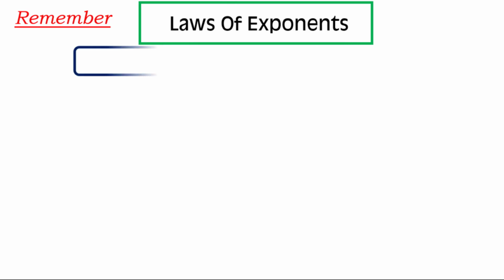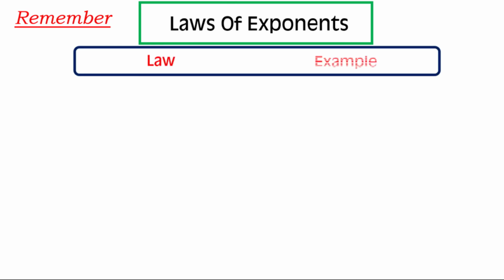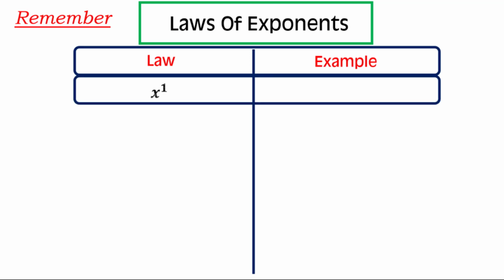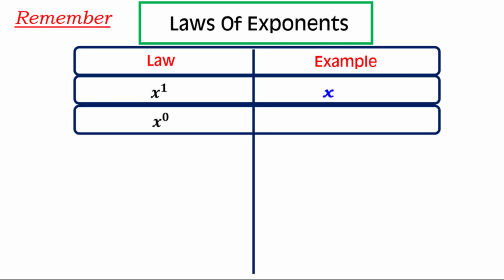Next, remember now the exponential rules, the laws of exponents. The first one we studied before: any number raised to the power 1 equals the same number, so x raised to the power 1 is x. And if we have the zero power, x raised to the power 0 equals 1, so any number raised to the power 0 equals 1, except 0.